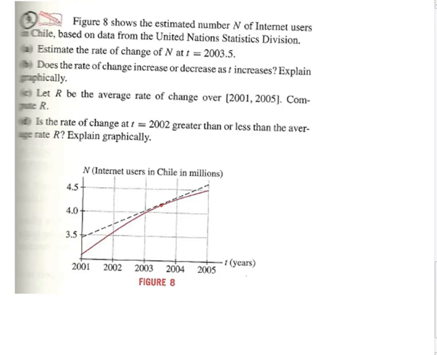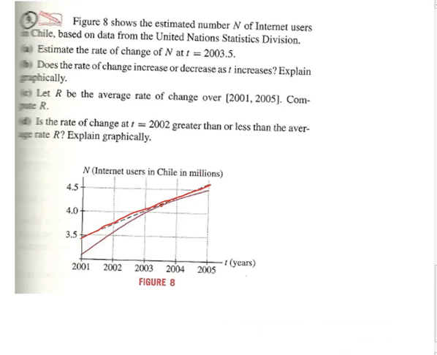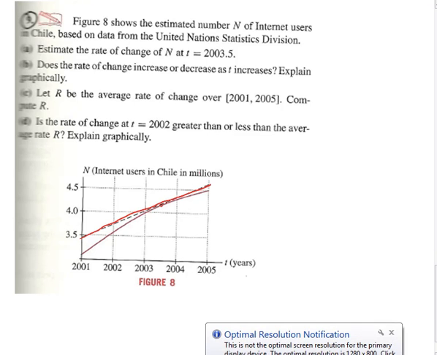Okay, this is a question about number 9. It says, estimate the rate of change of n at t equals 2003.5. So basically, what they really want is the slope of the tangent line, this dotted line right here. That's what they're looking for. So you kind of just have to estimate.